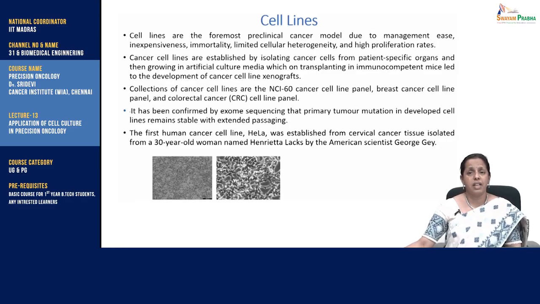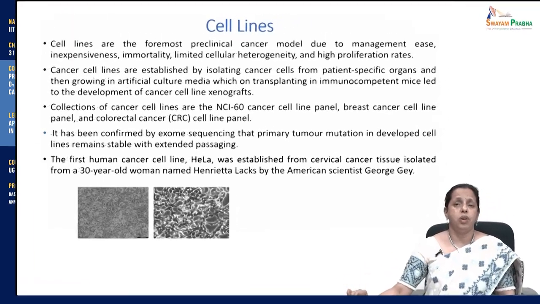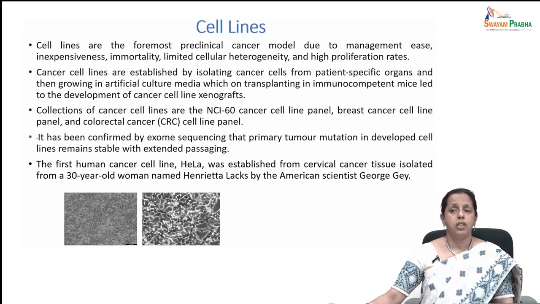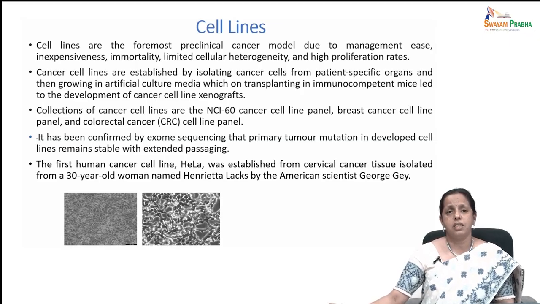A continuously growing cancer cell line is a very important resource for studying the mechanism of anti-neoplastic drugs or anti-cancer therapeutics, to study the mechanism of tumorigenesis, and to study any other mechanistic pathways. Several cell lines have been developed, especially from the American Type Culture Collection. As I mentioned before, there is an NCI-60 cancer cell line panel, the breast cancer panel, and the colorectal cell panel. The primary tumor mutations can be determined by primary exome sequencing. As mentioned before, HeLa was first established from a 30-year-old woman, Henrietta Lacks, by the American scientist George Gey. This is a very important landmark, as discussed in our previous slide.